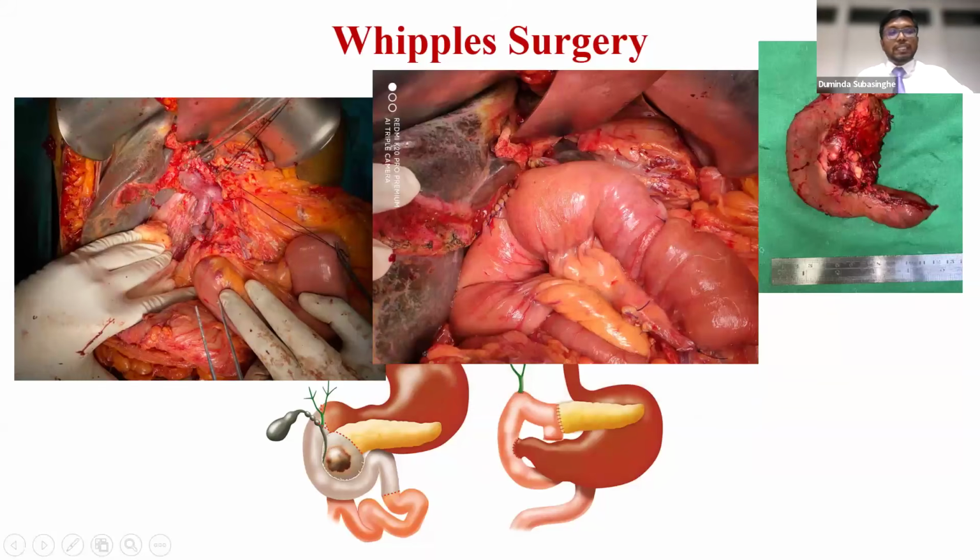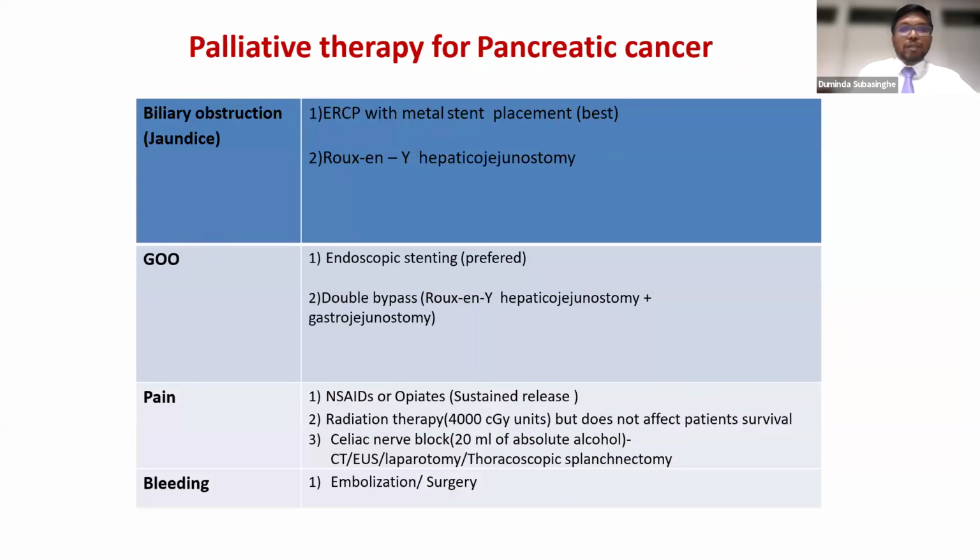The palliative option, if I discuss very briefly: patients who are not fit for intervention, you can palliate the bile duct obstruction with ERCP and metal stent. That is the best. Sometimes you can get a gastric outlet obstruction in the setting of metastatic disease, for which you need to palliate. Nowadays, you have a good interventional endoscopy service in this country, so you can request a duodenal stent. If not, you can do a gastrojejunostomy as a palliative bypass.